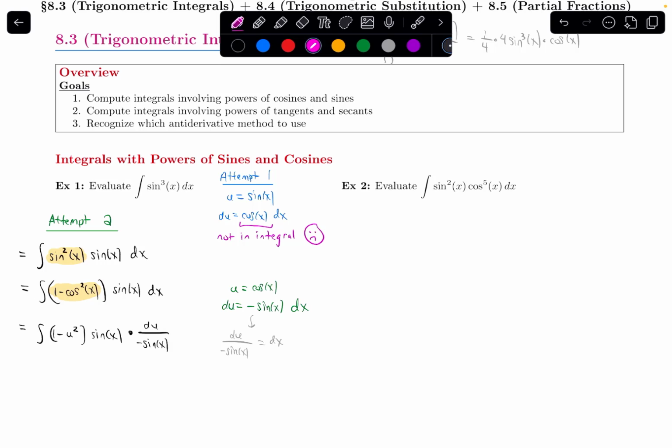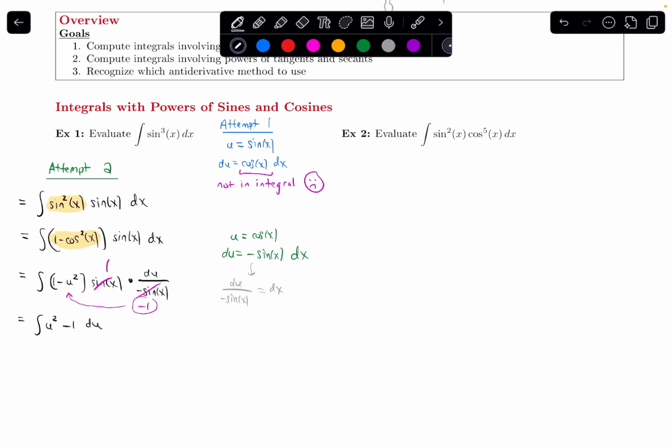Okay, we get a little bit of cancellation. The sines cancel, and that'll leave me with 1 here, and then down in the denominator, negative 1. Now to simplify, I can multiply this negative 1 times this term. That'll give me positive u squared minus 1 du. And now this antiderivative, we know how to do. This becomes just u to the 3rd over 3 minus u, and I need my plus c. And then I've got to sub back in. So u was cosine, I get cosine cubed x all over 3 minus cosine of x plus c. And we got it. We got our answer.